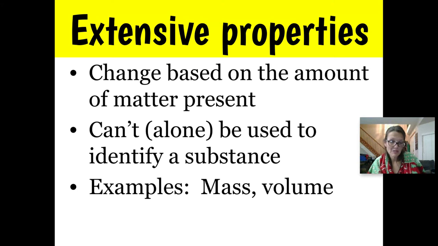Examples of this would be things like mass and volume. As you add more matter, you're going to get more mass. The grams are going to go up on the balance. The volume that it occupies, so the space in the graduated cylinder, would go up. So we can't use them to identify.